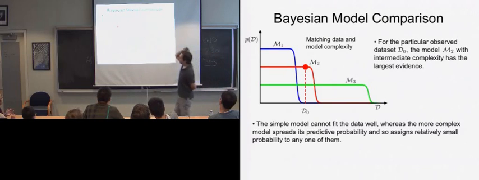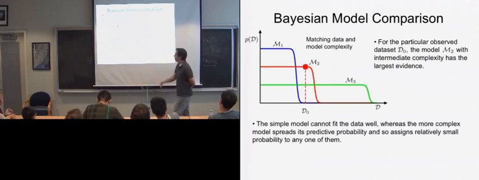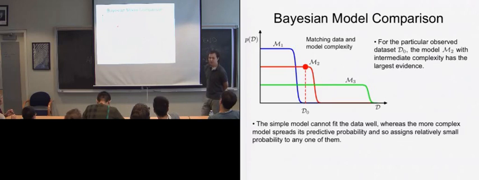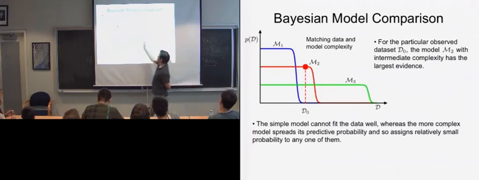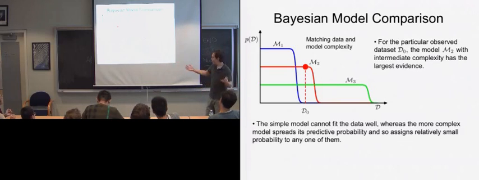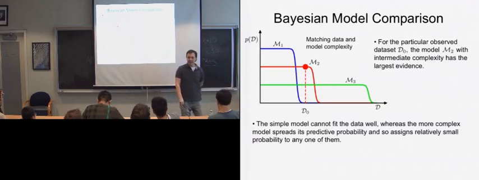The simple model, let's say these are classes of linear models, cannot fit the data well just because they are too simple. Whereas the more complex models spread their probability mass across the whole range of data sets, the whole range of data points, and so they basically assign fairly small probability to each one of them.